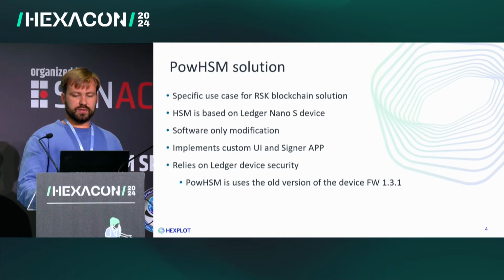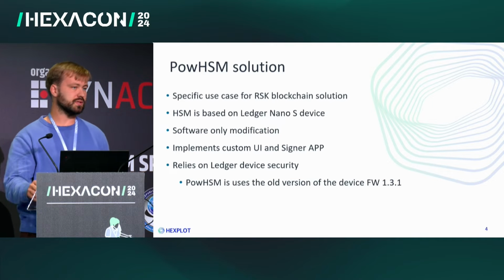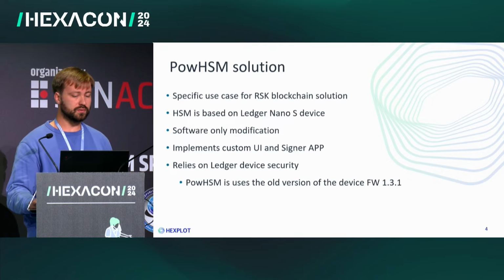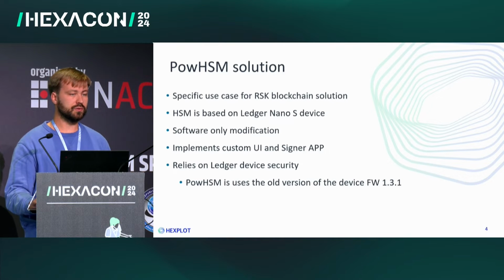So about PowHSM, what I initially figured out quite quickly. So it is some blockchain-related thing. I know nothing about blockchain parts, but I looked at some devices which I used for it, some hardware wallets in the past. So this one is based on Ledger. It is only software modified. So there are two main apps. There is a UI and a signer app. And those are custom. All the rest is just stock Ledger device. And security-wise, it relies heavily on the Ledger solution. But it uses a bit of an outdated firmware version, which we'll see later.